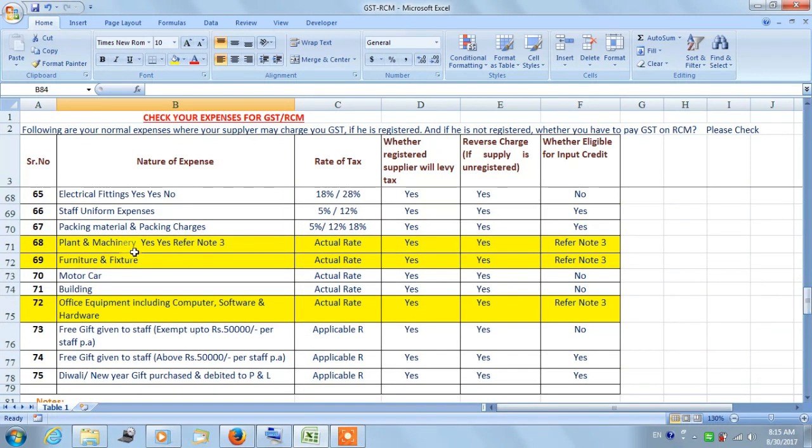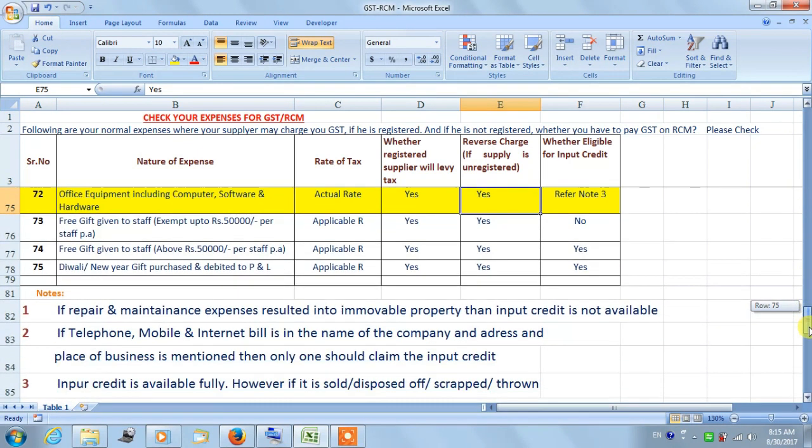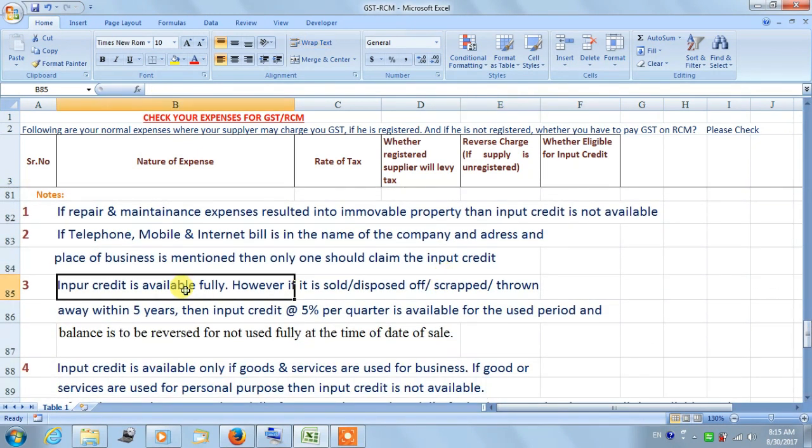Now let's move to plant and machinery, furniture and fixture, office equipment, including computer software and hardware. The tax rate is applied based on the actual rate of the product when you purchase it from a registered dealer. Reverse charge is also applicable if the dealer is unregistered under GST. Input credit is available fully.